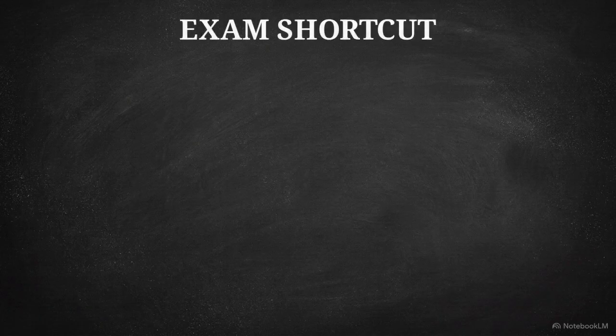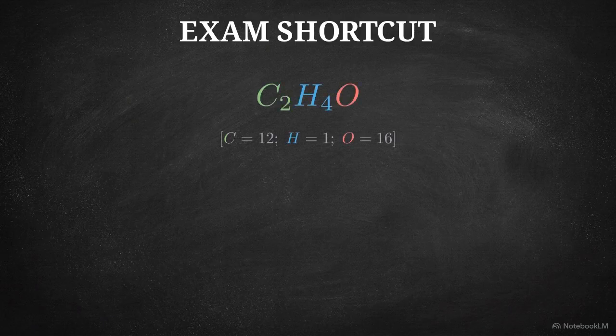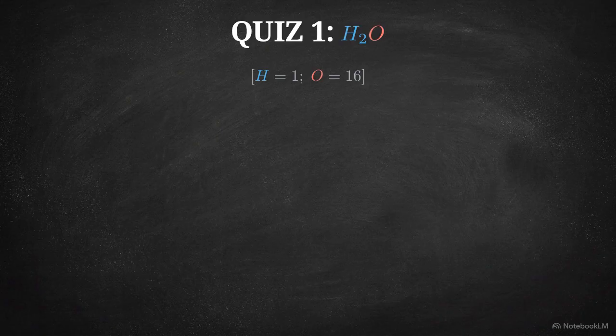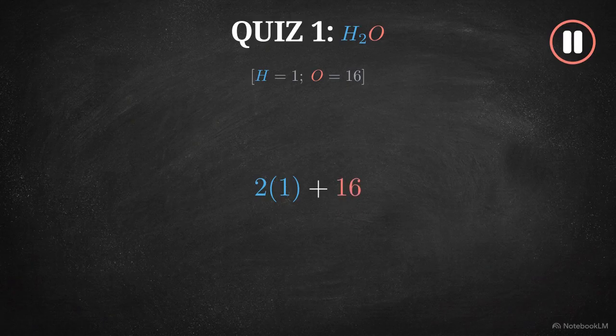Now that you understand the logic, here is a shortcut to save you time during the actual exam. You can write the entire calculation as a single linear equation by multiplying each mass by its subscript immediately. Let's test this right now with a few quick quizzes. Pause the video and find the empirical formula mass of water, H₂O. We have 2 hydrogen atoms at 1 each, plus 1 oxygen atom at 16. 2 times 1 plus 16 gives us 18.